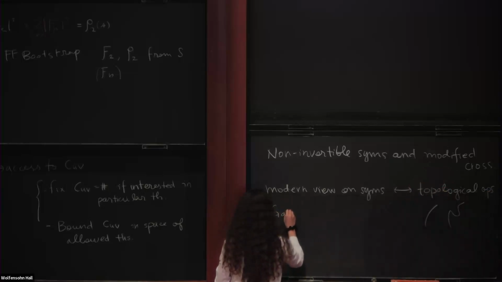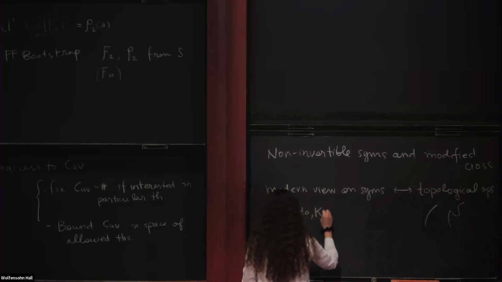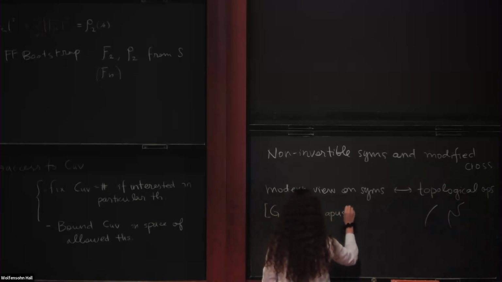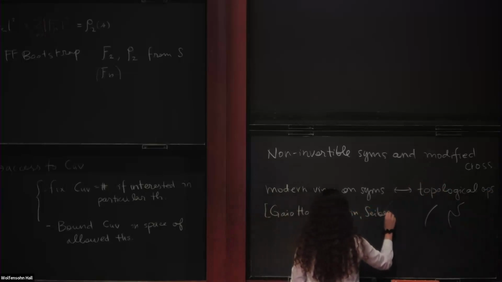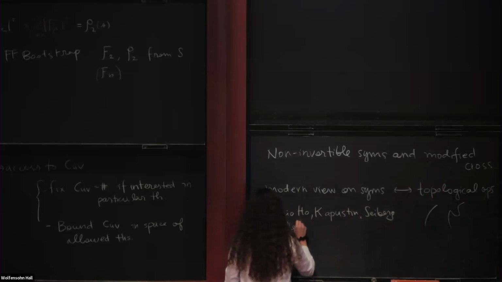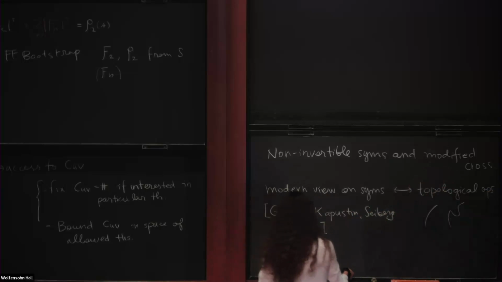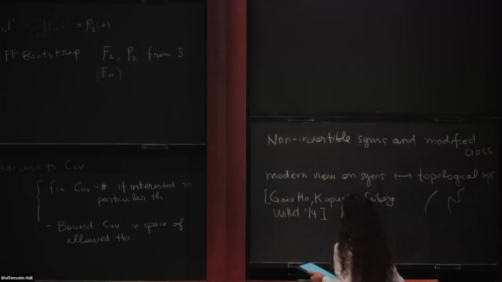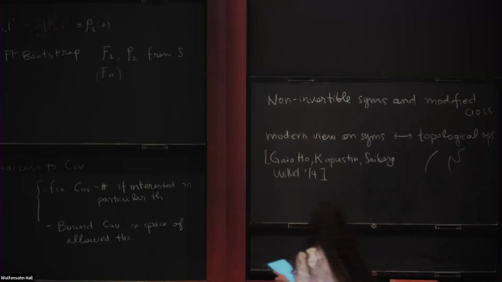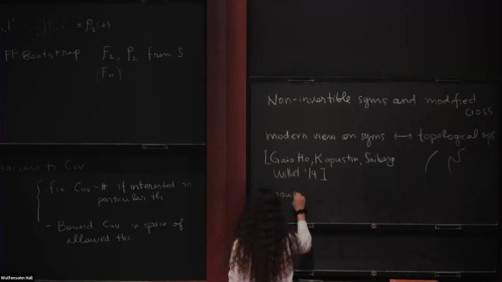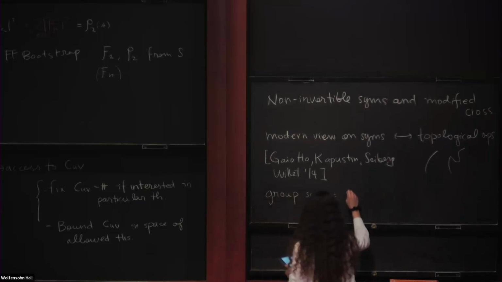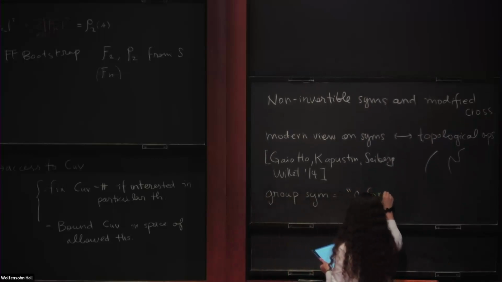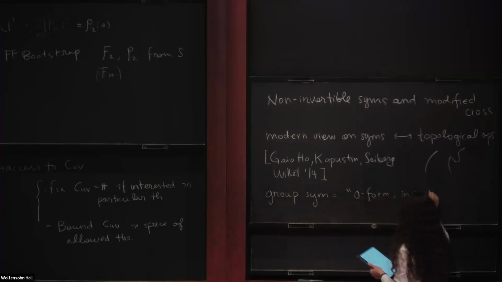The paper that started this is from 2014. And this allows you to generalize the type of symmetries that you usually have. So now the familiar group-like symmetry will be a zero-form invertible symmetry.